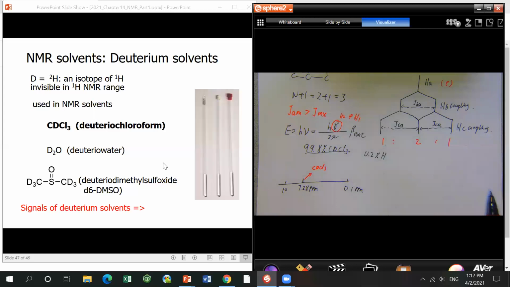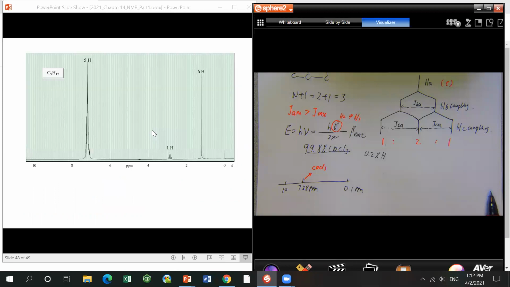And here's some pictures of real NMR samples. You dissolve your sample in deuterated solvent and then transfer it into what we call NMR tubes. Then we insert this tube into an NMR instrument, and then we can record NMR. We will learn how to do it probably in 2 weeks.